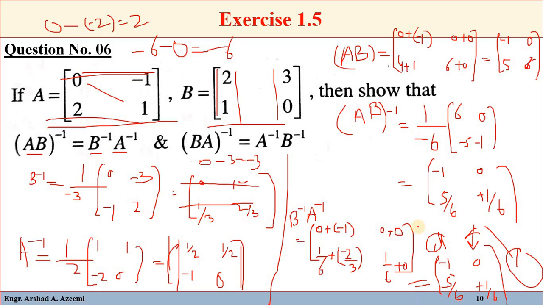Now the two matrices are equal, meaning (AB) whole inverse is equal to B inverse and A inverse, and a similar case will be followed for the inverse of BA, which will be equal to the product of A inverse multiplied by B inverse, as we have also found A inverse and B inverse. So A inverse multiplied by B inverse will be equal to the inverse of BA. Here we have found AB, but this is BA. So first find out the product of BA, take its inverse, and it will be equal to the product of the inverse of A with B. So this was all about exercise 1.5.